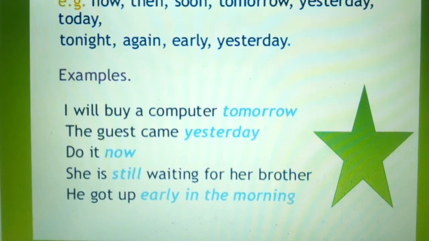So in the first example, I will buy a computer tomorrow. In this sentence, buy is a verb and tomorrow is an adverb because it is telling more about the buy.